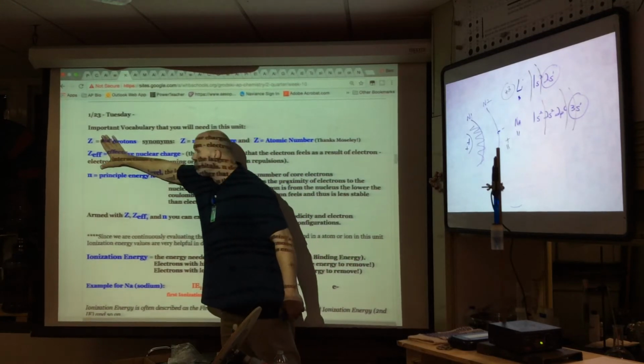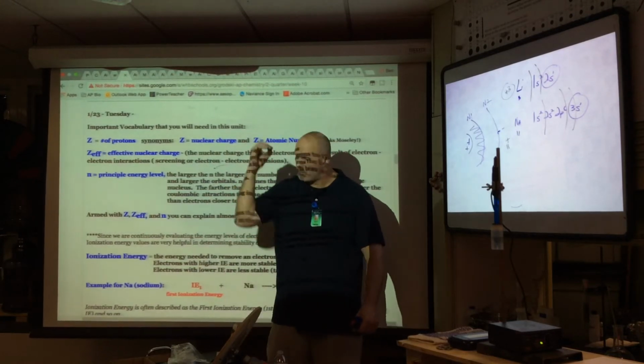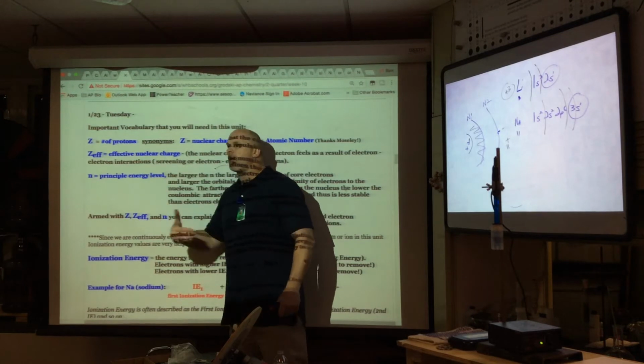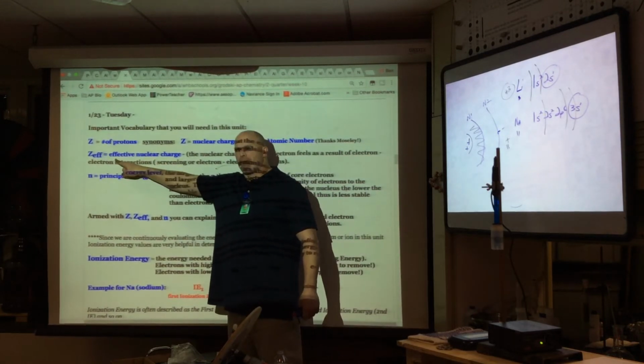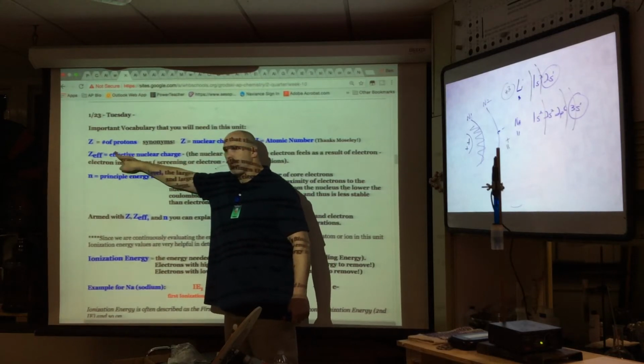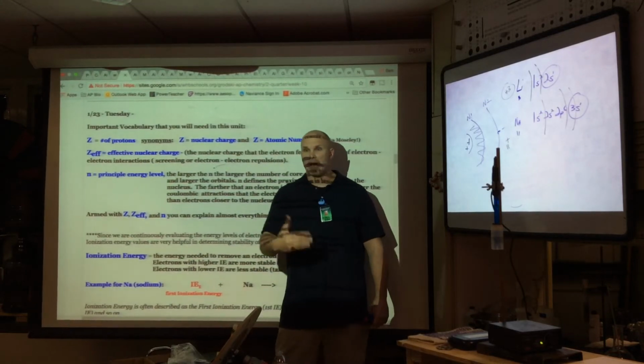And use it. Use Z. Don't waste your time with protons. Put Z down. If you want to talk about what the electron actually feels because of screening, write Z-eff. It's not going to be the same, right? If I'm effectively screening, right?